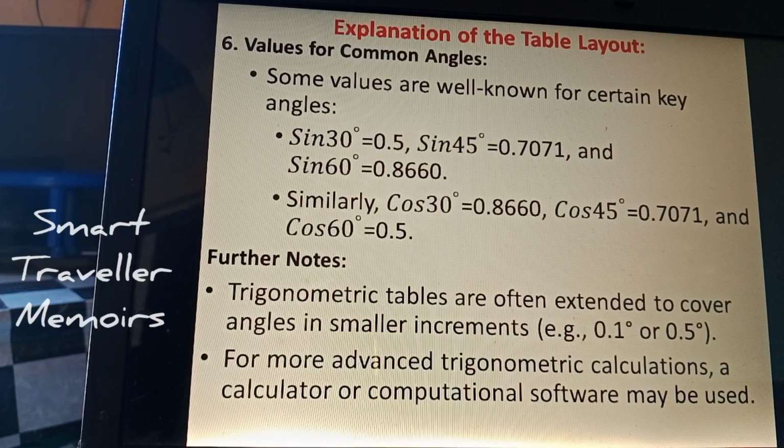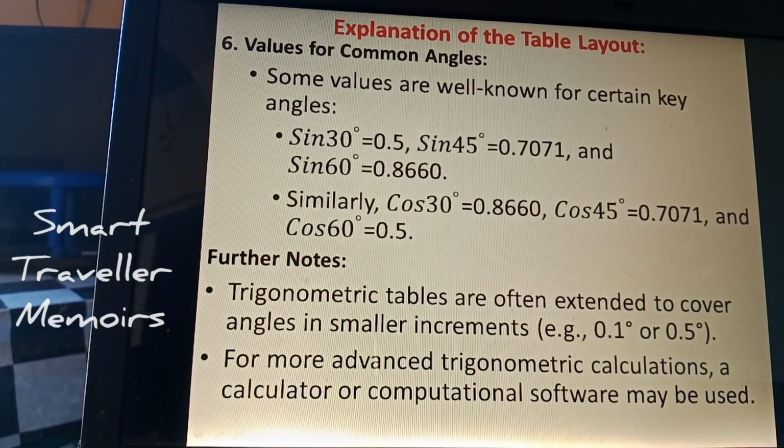Values for common angles. Some values are well known for certain key angles, like the sine of 30 degrees is 0.5, 45 degrees is 0.7071, and 60 degrees is 0.8660, or root 3 over 2, and the other one is 1 over root 2. Similarly, cos 30 is 0.8660, or root 3 over 2. Cos 45 degrees is equal to 0.7071, or 1 over root 2, and cos 60 degrees is a half, or 0.5.